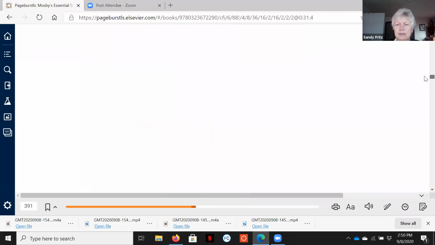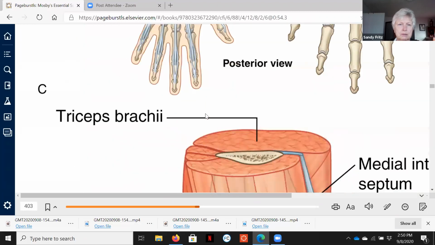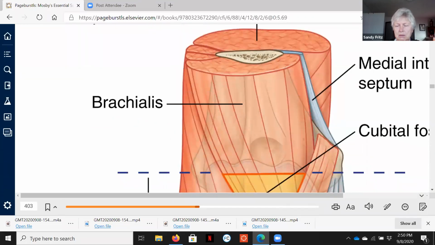Well, I am just having a little bit of difficulty working with our diagrams here.